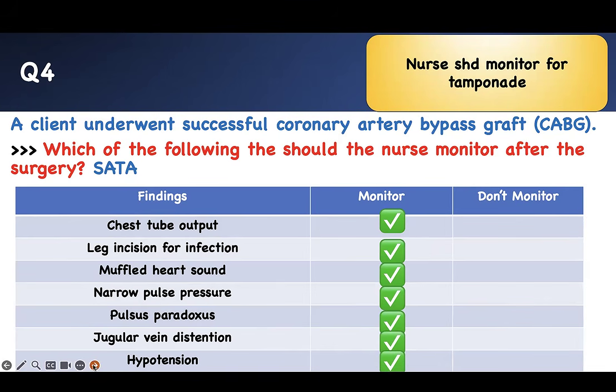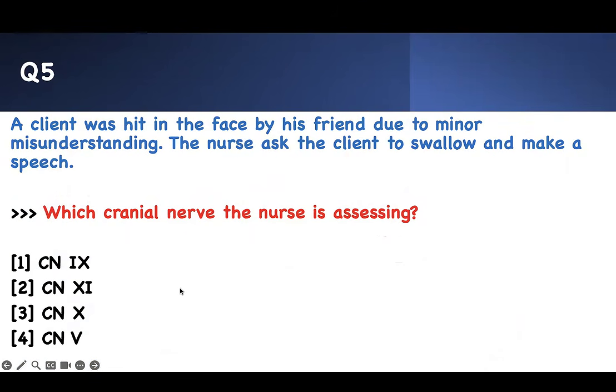Test-taking strategy. That's what we're learning. Number 5, don't worry. You may see this cranial nerve and run away. You just have to know what the signs and symptoms are and how you test it. Everything is in the question. Which cranial nerve is the nurse assessing?